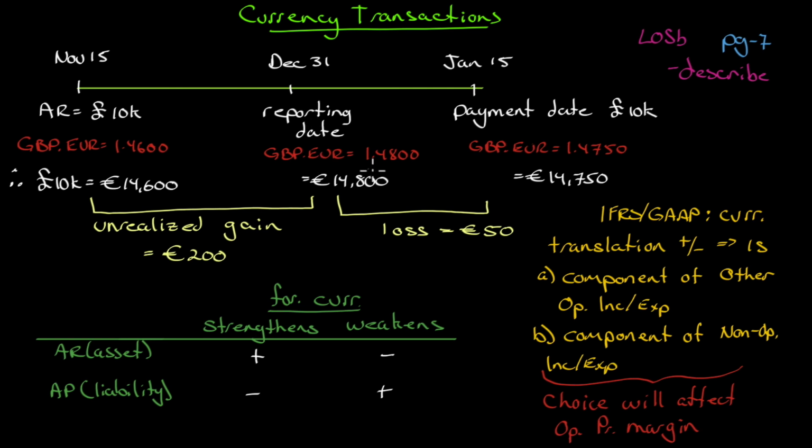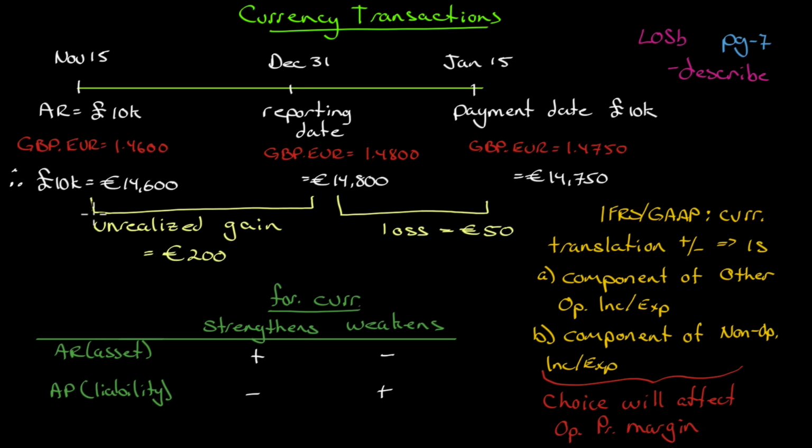December 31st, the exchange rate is at 1.48. So 1 British pound now bought 1.48 euros. So 10,000 of them would now get 14,800 euros. So we could have gotten 14,600 euros on November 15th. As of the reporting date, if we got paid that day, we would have 14,800 euros. So we have an unrealized gain in our account receivable of 200 euros. Then from the reporting date to the payment date, the exchange rate dropped to 1.475. So between 14,800 and 14,750, we show a loss of 50 euros. Overall, we have a gain of 150 euros.